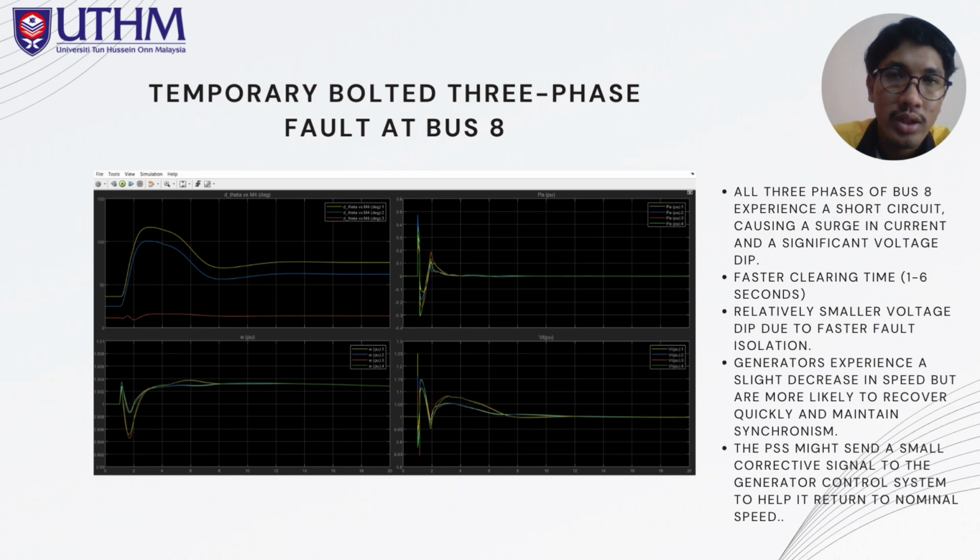So during the clearing time, PSS is stabilizing the system from the faulty condition to steady state or stable condition. So how does the PSS respond? Basically, PSS might send a small corrective signal to the generator control system to help it return to nominal speeds, and a relatively smaller voltage dip due to faster fault isolation, and then generators experience a slight decrease in speed but are more likely to recover quickly and maintain synchronism.